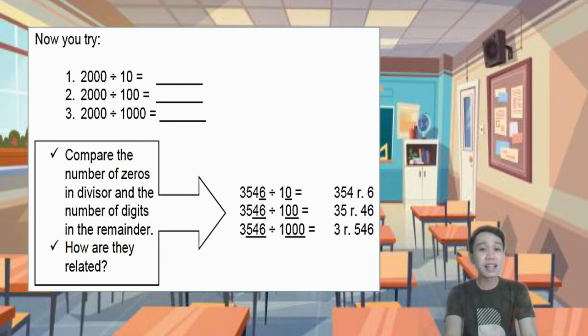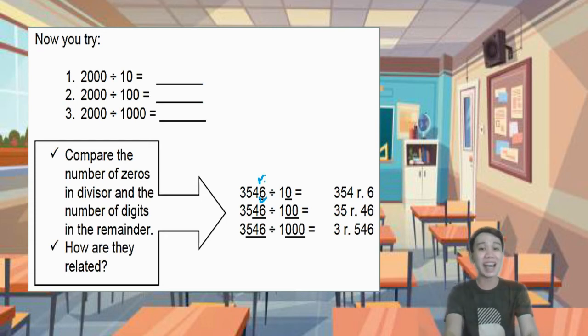Since isa lamang ang 0 dito sa 10, ililipat lang natin yan. Mula dito hanggang dyan. Okay, dito natin ilalagay ang remainder. Kaya ang naging sagot ay 354 remainder 6.